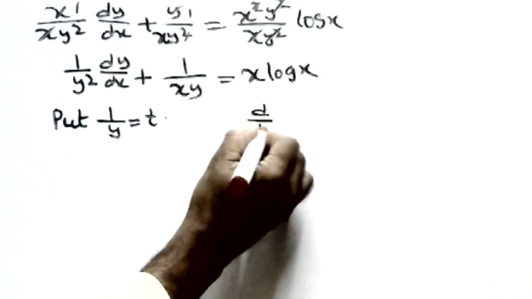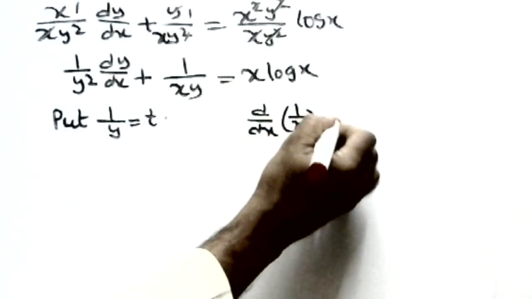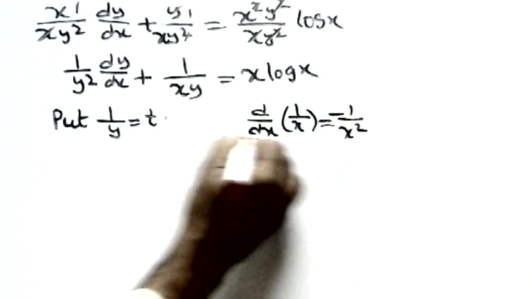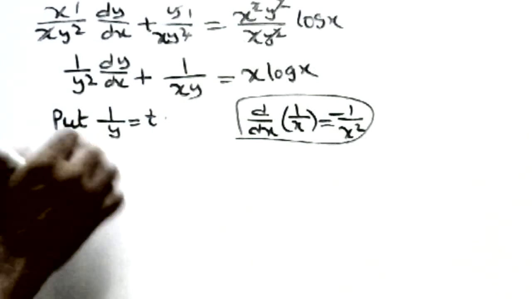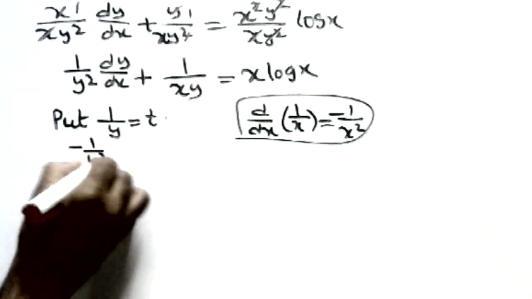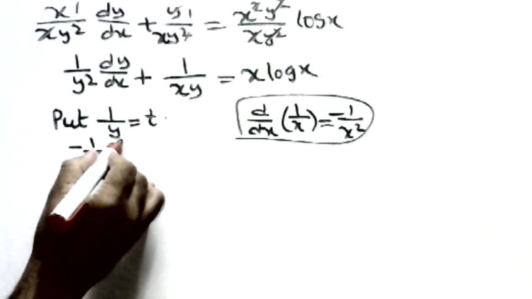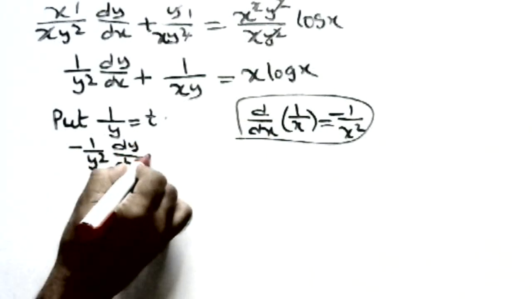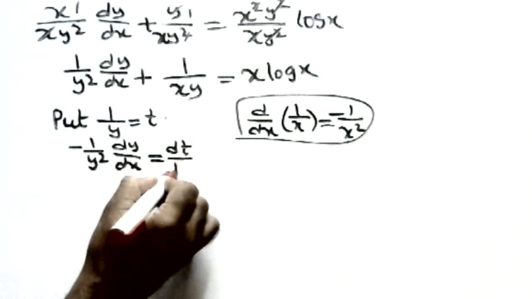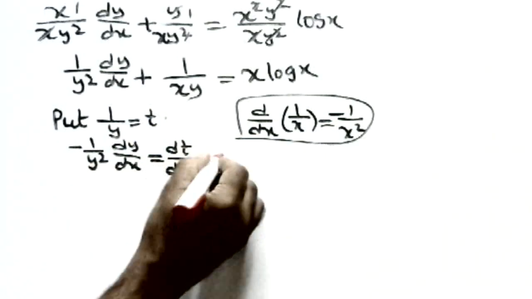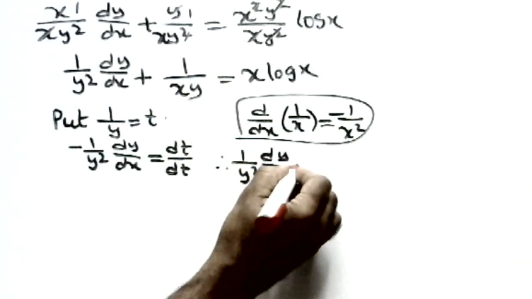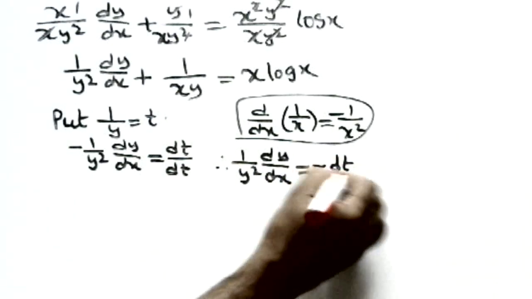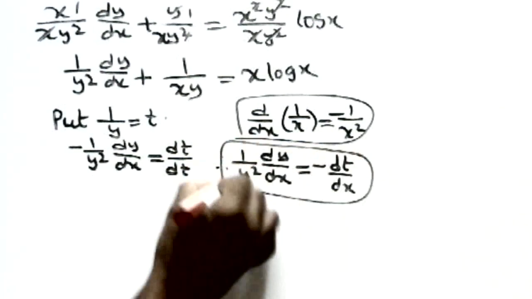So let me differentiate this one. What is the formula of d by dx of 1 by x? d by dx of 1 by x is minus 1 by x square. Therefore, d by dx of 1 by y will be minus 1 by y square. Let me differentiate with respect to x. So we get minus 1 by y square dy by dx equals dt by dx. Bring this minus here. Therefore, we get 1 by y square dy by dx equals minus dt by dx.